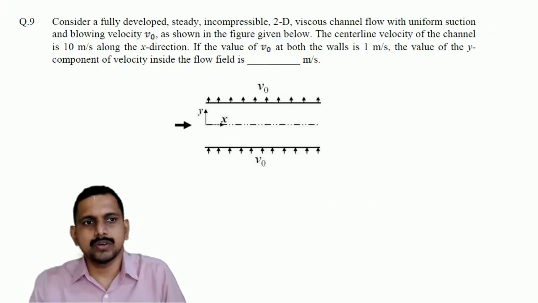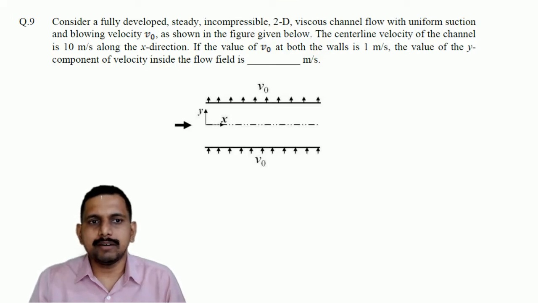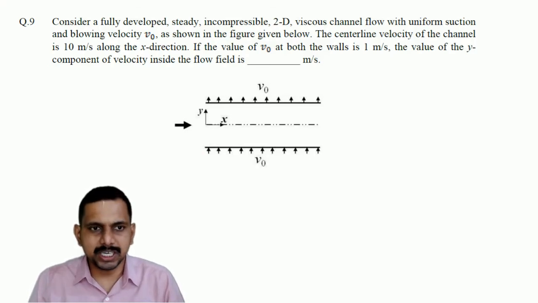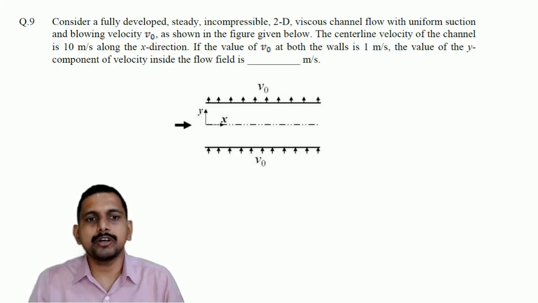Consider a fully developed, steady, incompressible 2D viscous channel flow with uniform suction and blowing velocity V0, as shown in the figure below. The centerline velocity of this channel is 10 meters per second along the x direction. The value of V0 at both the walls is 1 meter per second, and the y component of velocity inside the flow field is dash.